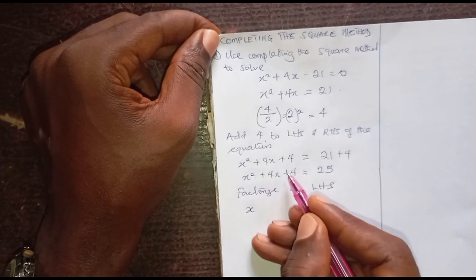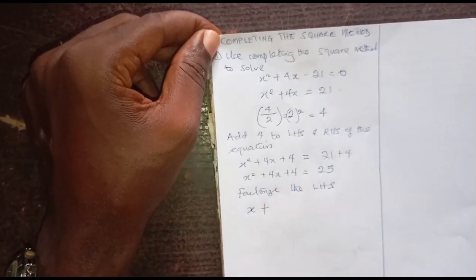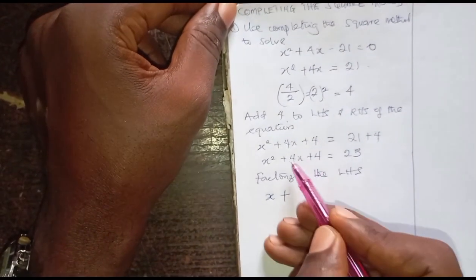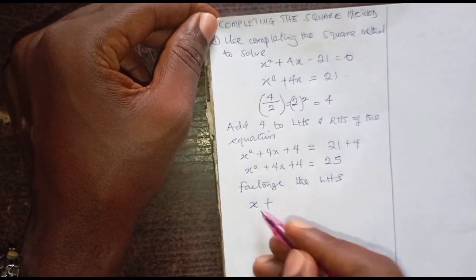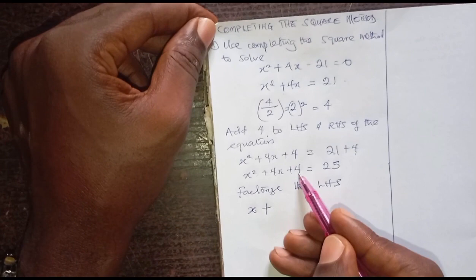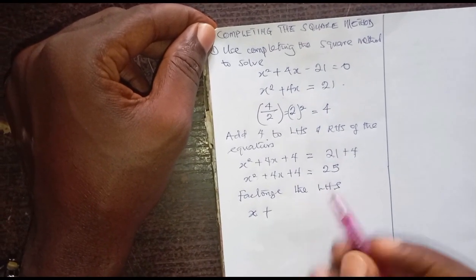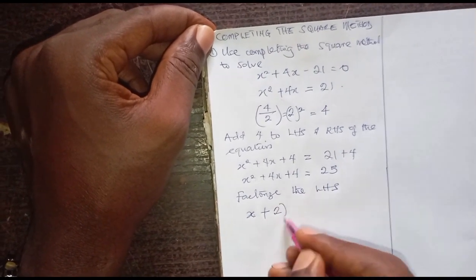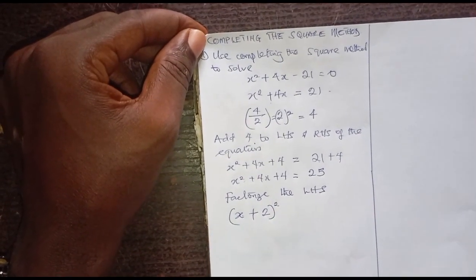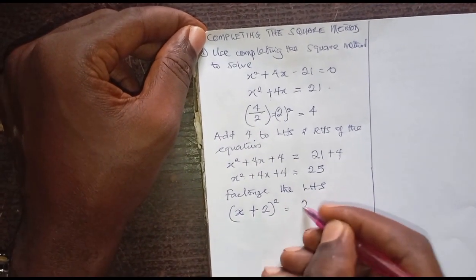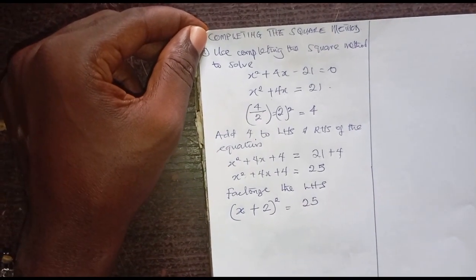Now we are having plus and plus. So I'm picking a plus sign. If we were to be having a plus and a negative sign, you pick the negative sign. So we have x plus. Now come to the last number, which is 4. What's the square root of 4? That's 2. Put 2 here. Close your bracket and put your square. So that means I have factorized this equation: x plus 2 all squared equals 25.